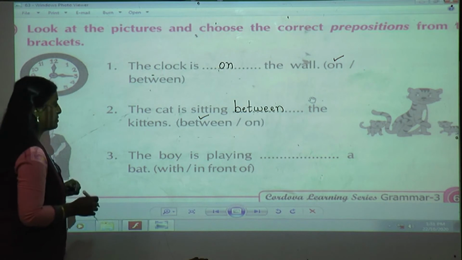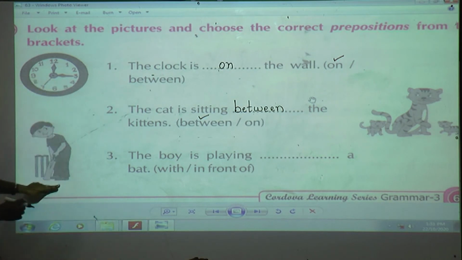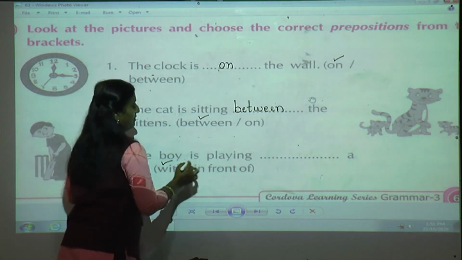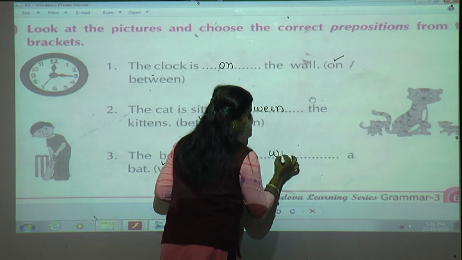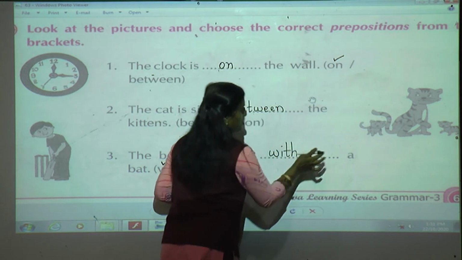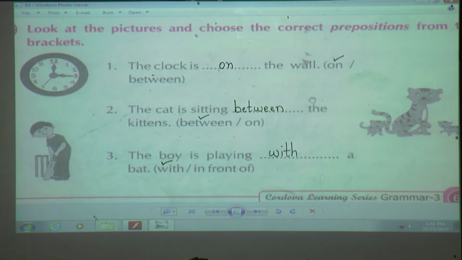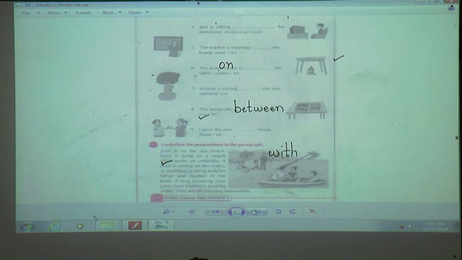The boy is playing. Can you see here one boy is playing? Yes. In front of the bat or with the bat? Yes. He is playing with a bat. So which is a preposition? I will select W-I-T-H, with. Over, students, so that I can move on to the next. That is fourth.